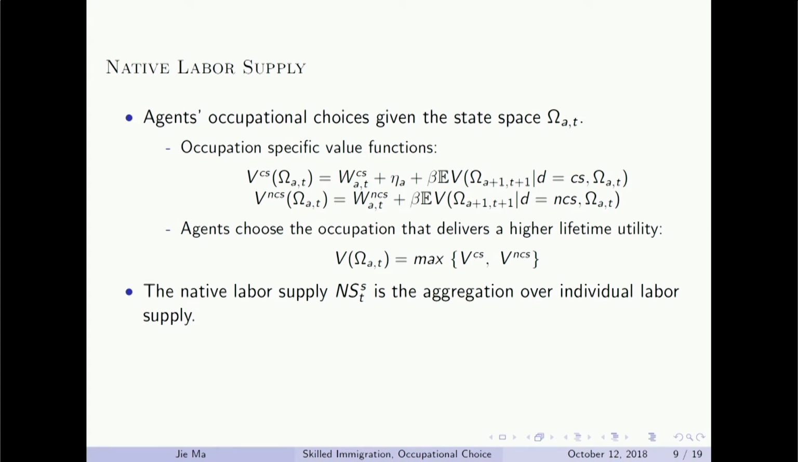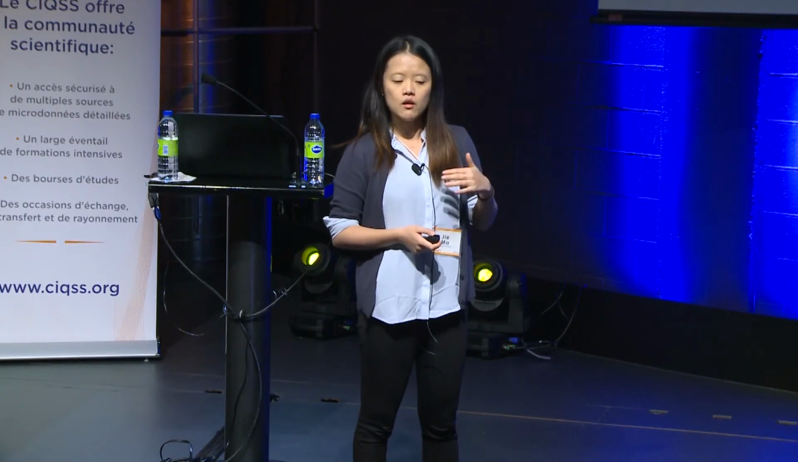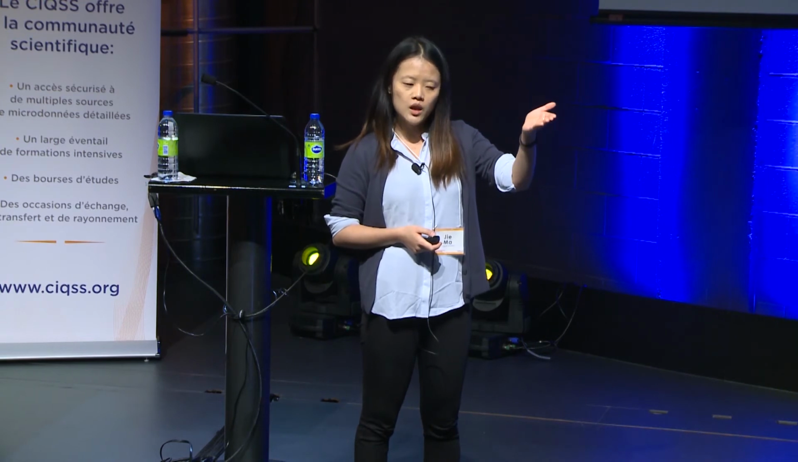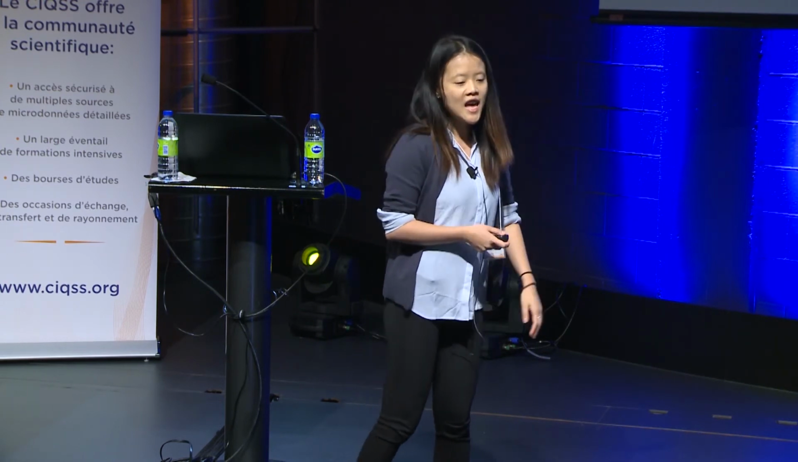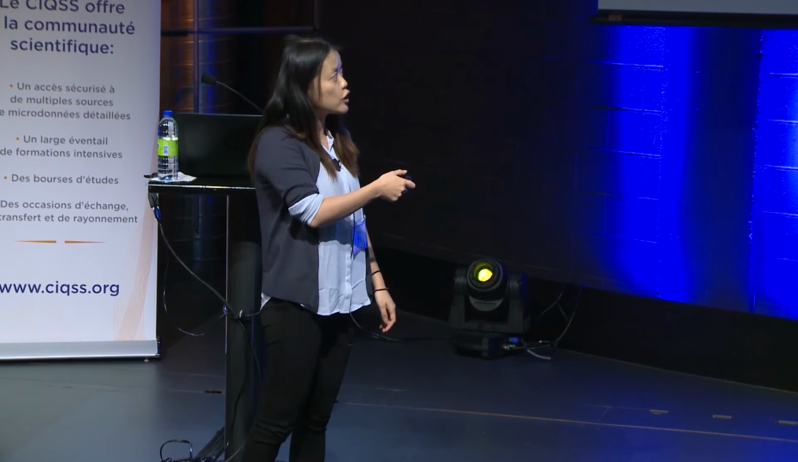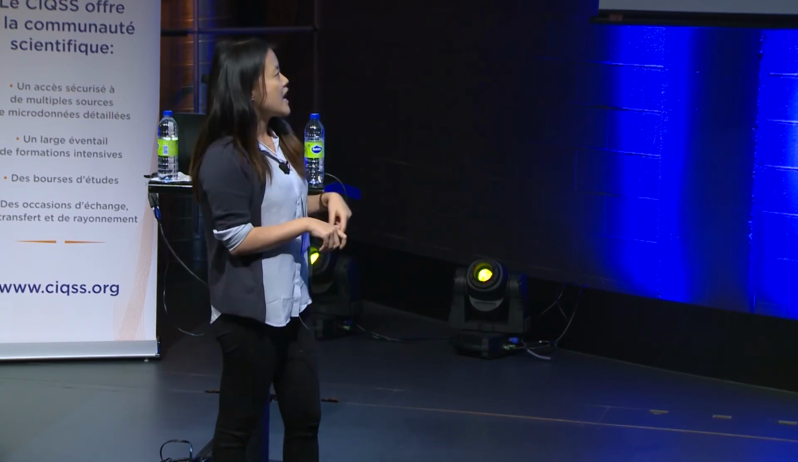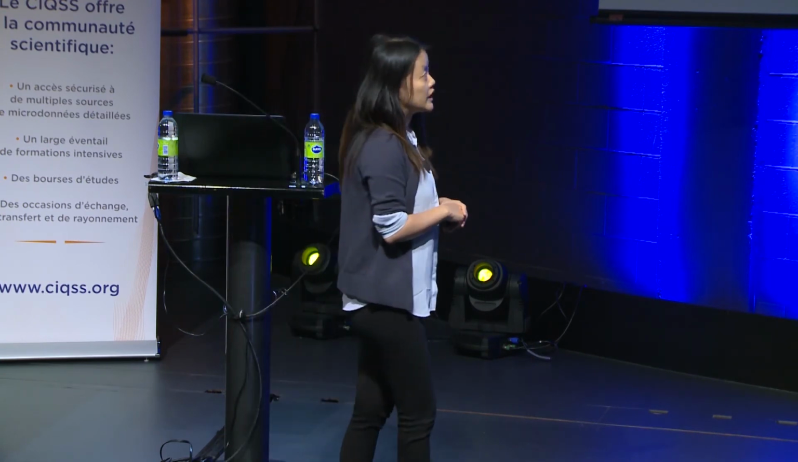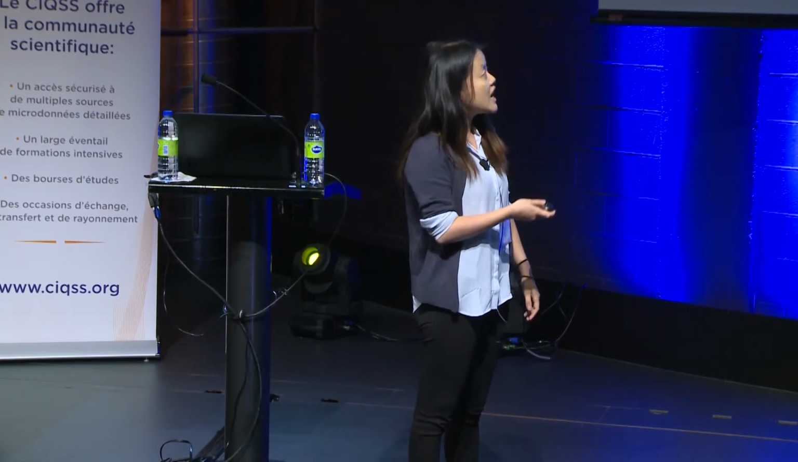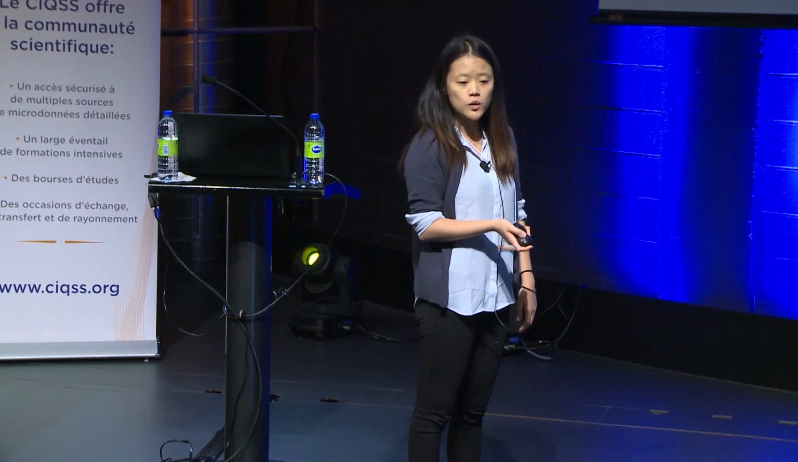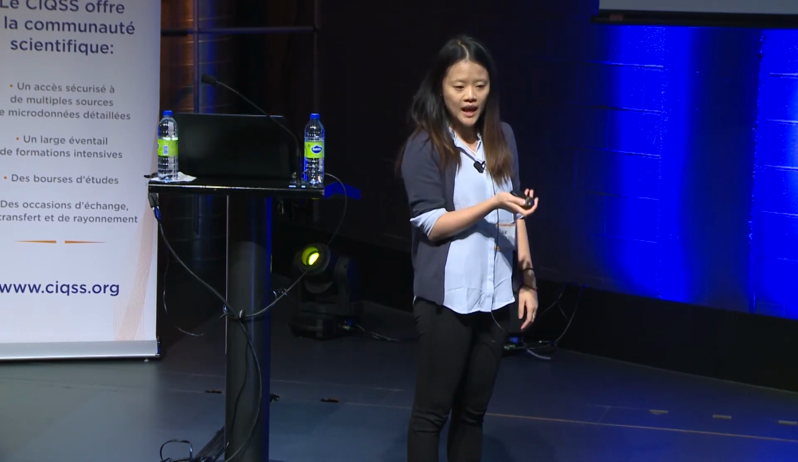And the individuals base their decisions on a lot of things, right? For example, the future immigration inflow, the future technology shock. So this is a whole dynamic thing, their decision taking into consideration the future changes. And every period, the individual will choose which occupation gives them the highest utility. And that's the individual occupational decision, or the labor supply decision. If I aggregate across all the individuals, I will have the total labor supply.